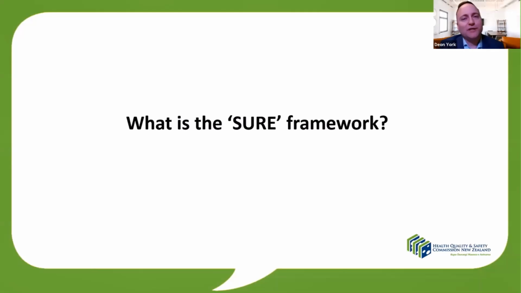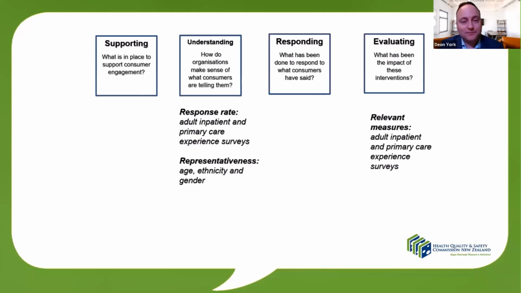So the contribution will be to the SHORE framework. So you'll be wondering, well, what is the SHORE framework and what does this stand for? Well, the SHORE framework is about four key areas. The first is supporting. So what is in place to support consumer engagement? The second is about understanding. So how do organisations make sense of what consumers are telling them? The third is around responding. So what has been done to respond to what consumers have said? And lastly, evaluating. What has been the impact of these evaluations? So that's the SHORE framework. So you can always ask yourself, if we're making improvements for the people who access our services, are we sure that we're doing this? This is a framework to think about when considering that question.